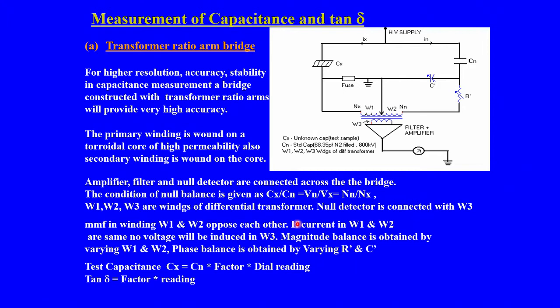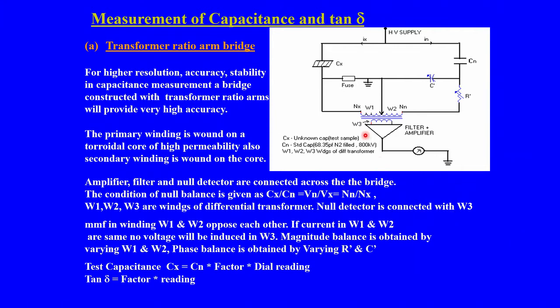One such equipment being the transformer ratio arm bridge. Particularly for higher resolution, accuracy and stability, a capacitance measurement bridge constructed with transformer ratio arms will provide a very high accuracy. That is one of the reasons the transformer ratio arm bridge is used to measure the capacitance and tan delta.